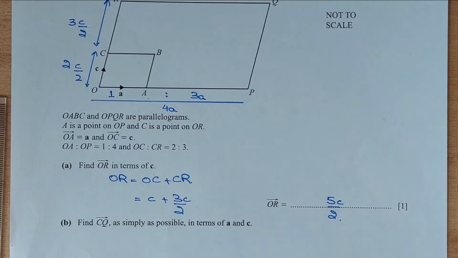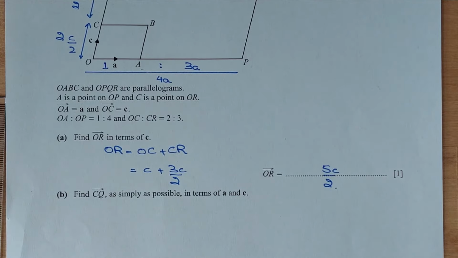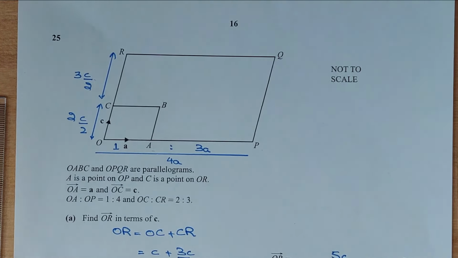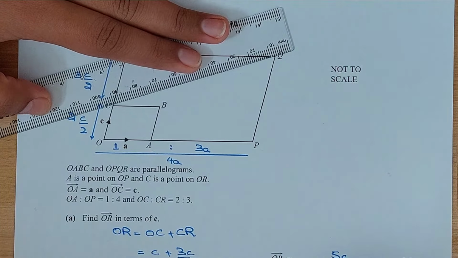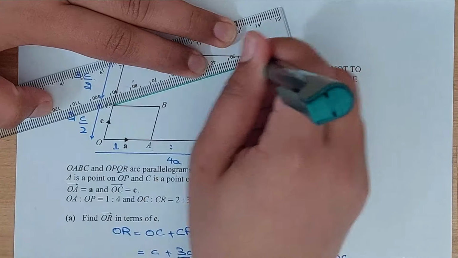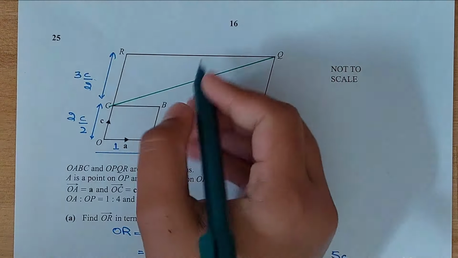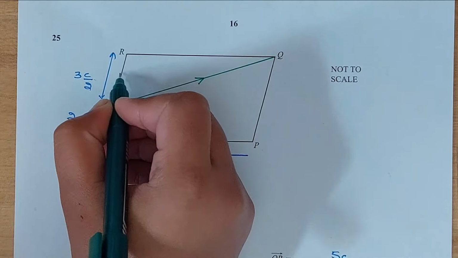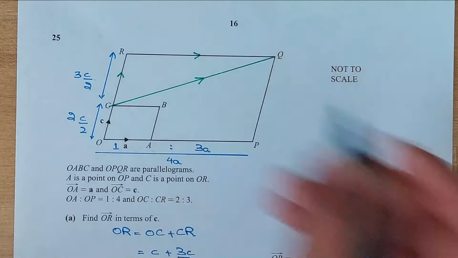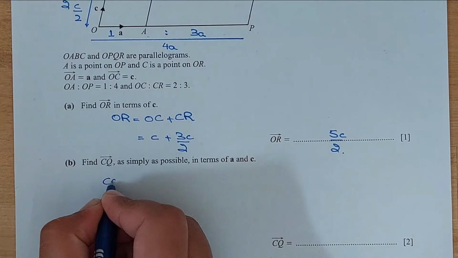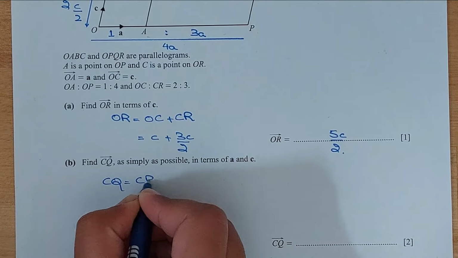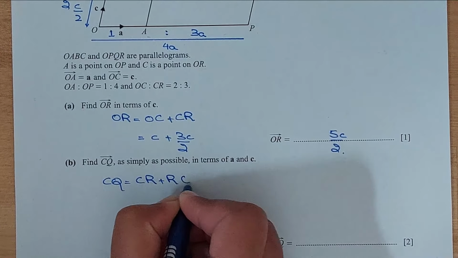Now for part B, find CQ as simply as possible in terms of a and c. CQ. Okay, so let me draw a straight line, C to Q. Let me connect the 2 points. Yes, this is CQ. Okay, CQ follows a path of C to R and R to Q. So let me write down. CQ is equal to CR plus RQ.